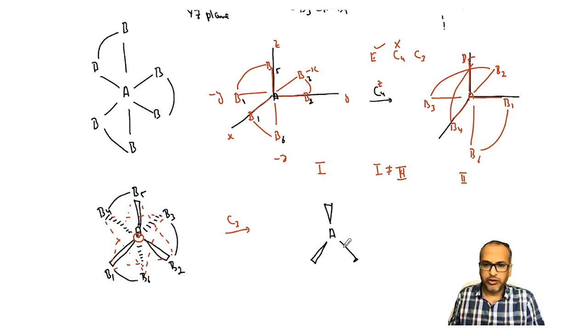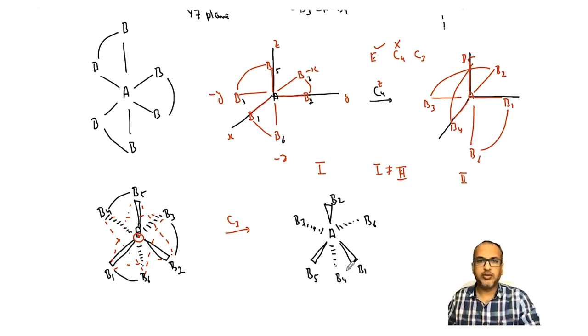We have to also carefully see if the bonds remain at the same positions. These will remain at the same positions, but if the bonds are also same. So this is my B1. So B1 goes here, B2 comes here. It's an anti-clockwise rotation with 120 degrees, and B5 comes over here. Similarly, B6 goes here, B3 comes here, and B4 comes here.